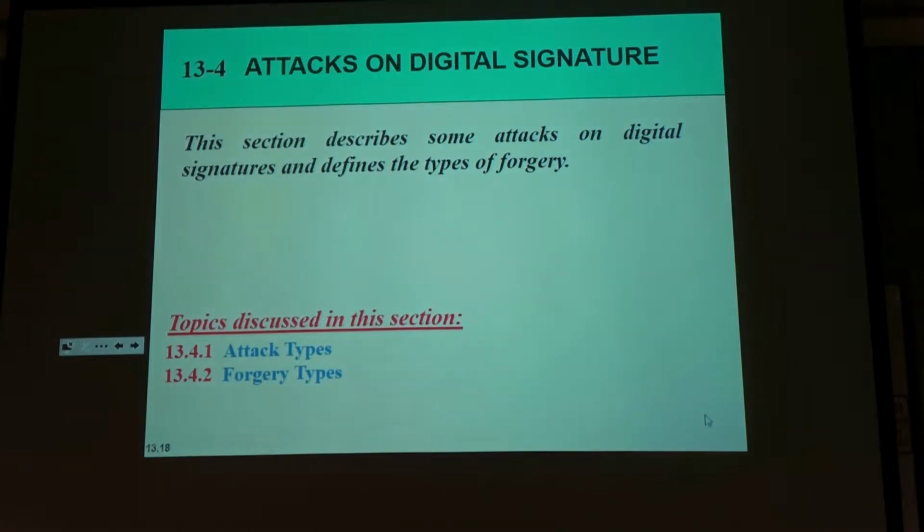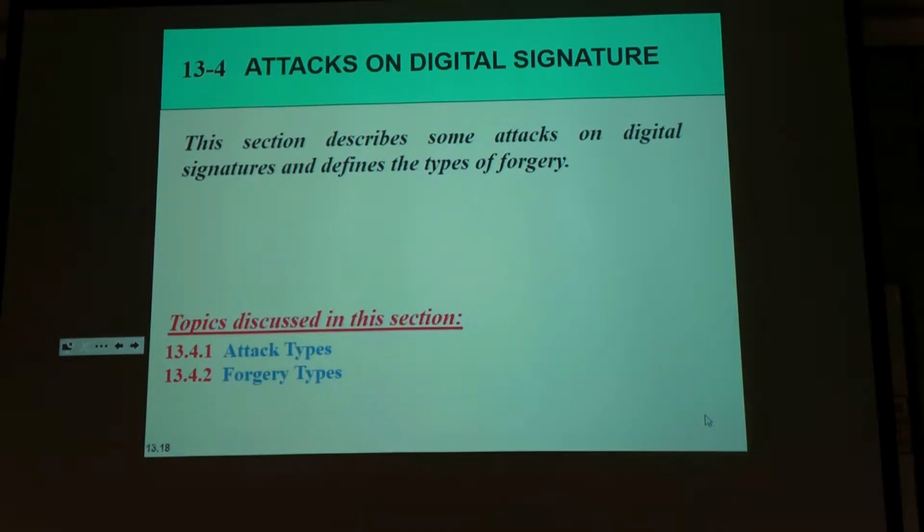All right. So, attacks on digital signature. Are there attacks on digital signatures? There are a few attacks. There are different types of attacks that could happen. And is it clear how digital signature works? Yes. Okay. I think it's very easy, very simple.